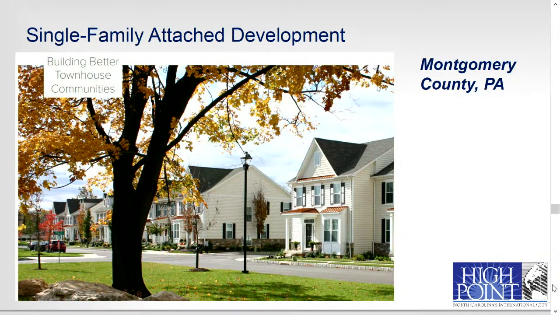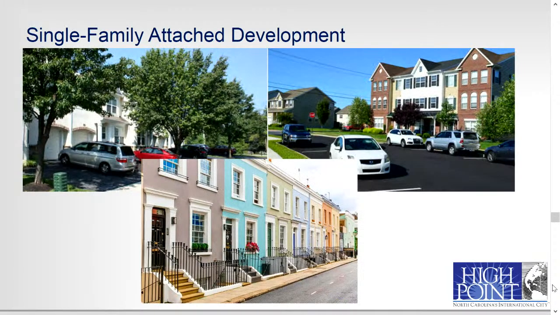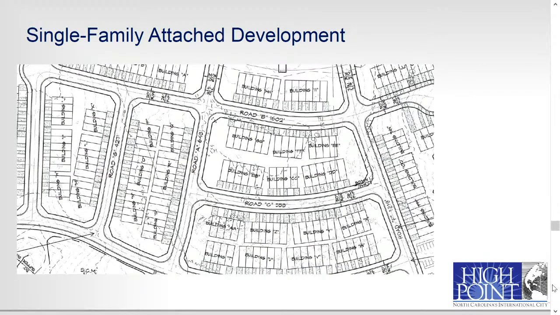And again, staff has looked around the country for best practices. There's a document, Building Better Townhouse Communities, from Montgomery County, Pennsylvania, just outside Philadelphia, that has some great examples. These are some pictures from there. Single-family attached development comes in many forms, whether that's front-loaded with garages, rear-loaded with street parking, or this traditional row house development. Even though that's one building facade, there are multiple colors. I don't think this is in the U.S., but it still serves as a good example.